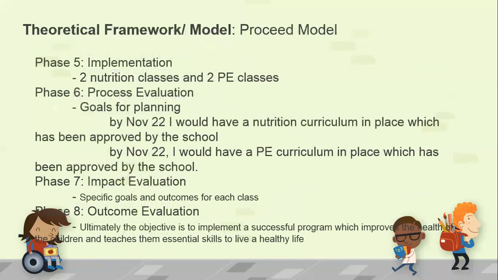So the theoretical framework model helps you implement a project. Phase 5 was the implementation phase, with the goal to teach children about nutrition, how to make wise nutritional choices, and to improve physical activity. The CDC recommends that children participate in 150 minutes a week of PE in school, with the expectation that children participate in activities out of school.